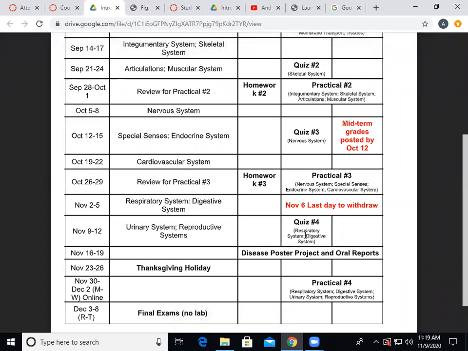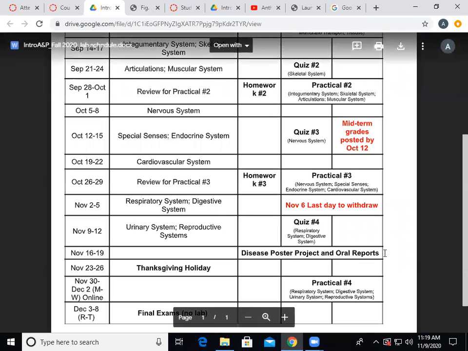So you'll have a quiz over respiratory and digestive system. I do want to make sure that you all know on the disease project, it does say poster, but it is a PowerPoint presentation or Google Slides presentation.